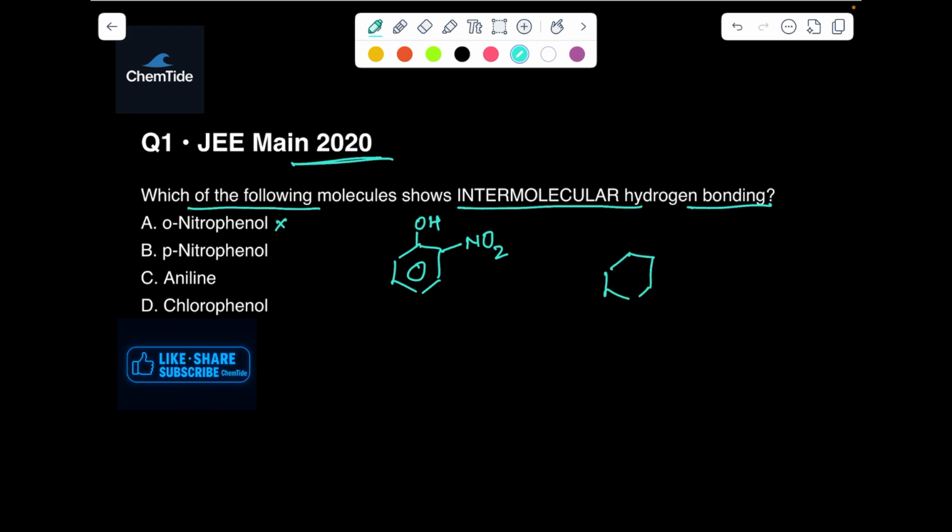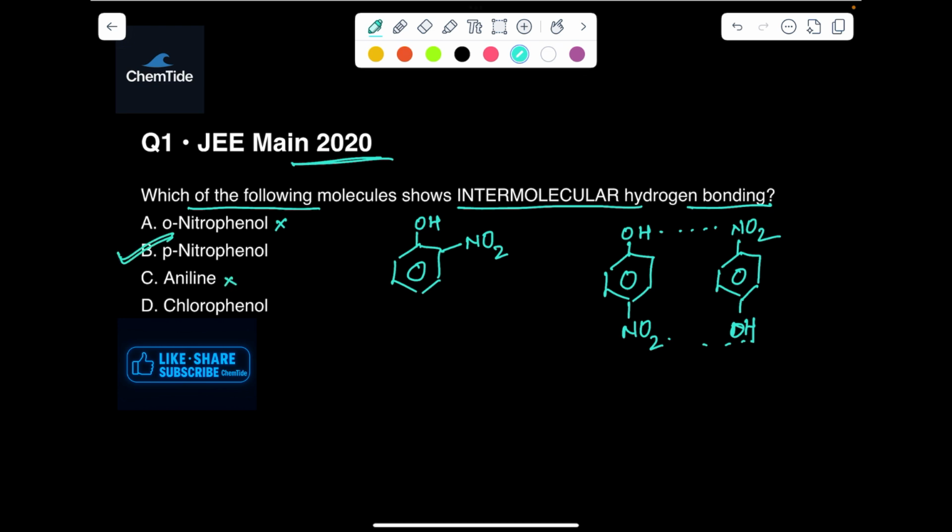Inter means, let's say, OH para-nitrophenol. Yes, it can show intermolecular hydrogen bonding if I make another molecule with the NO2 group, or maybe let me reverse it. This should be OH on that side and this side is the NO2 group. So they can create the force of attraction, and this should be intermolecular hydrogen bonding. Aniline doesn't have it. Chlorophenol: chlorine is not considered highly electronegative for this, so this is also not right.